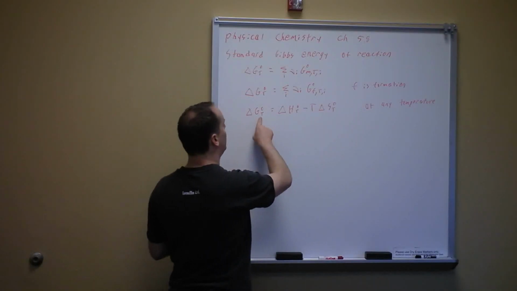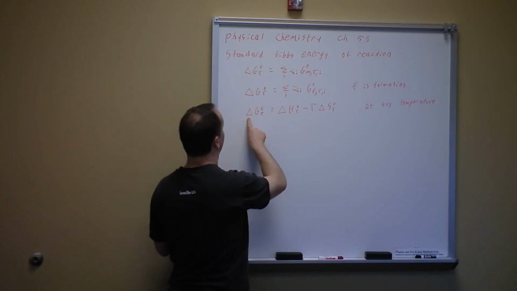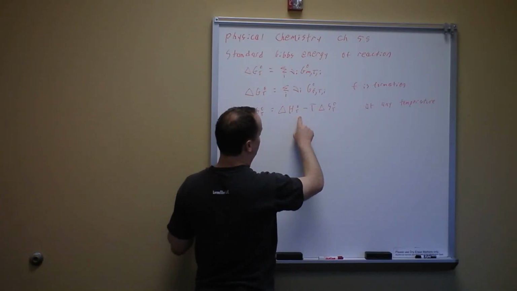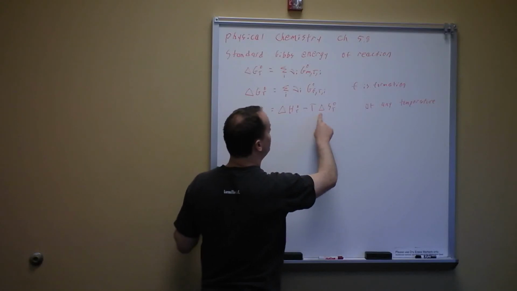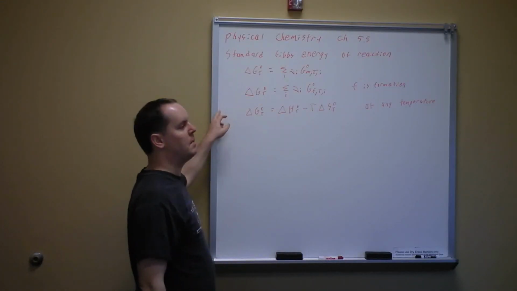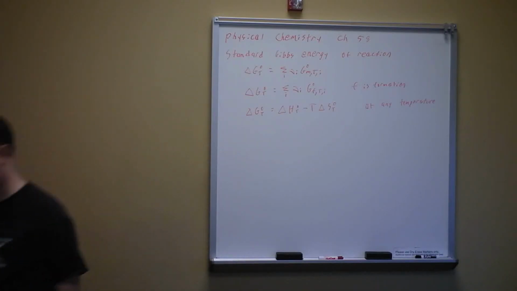So even if it's 1 bar and a certain temperature, you just write it as delta G at temperature and 1 bar equals delta H at temperature and 1 bar minus T delta S at temperature and 1 bar. And this is true at any temperature. It doesn't matter what phase or anything.